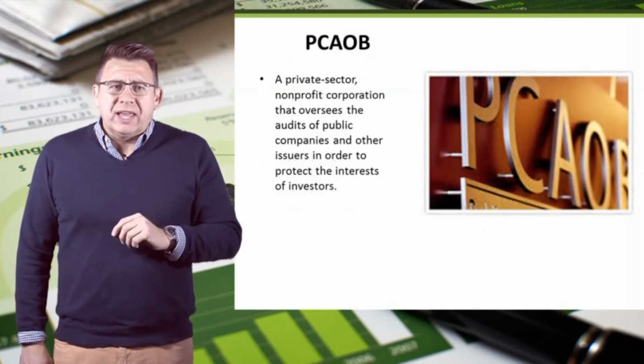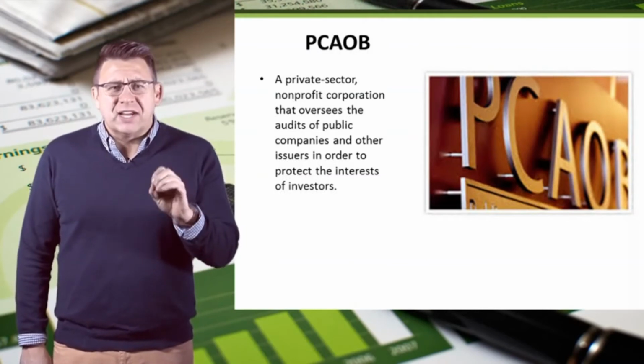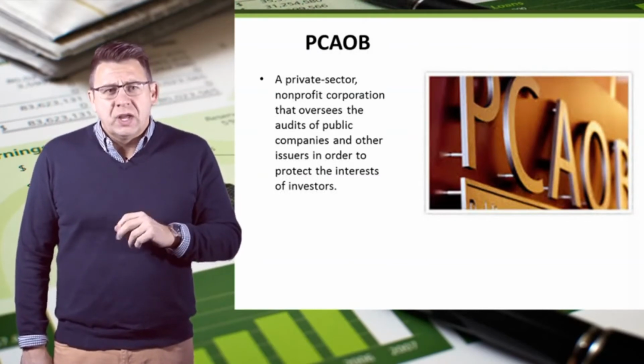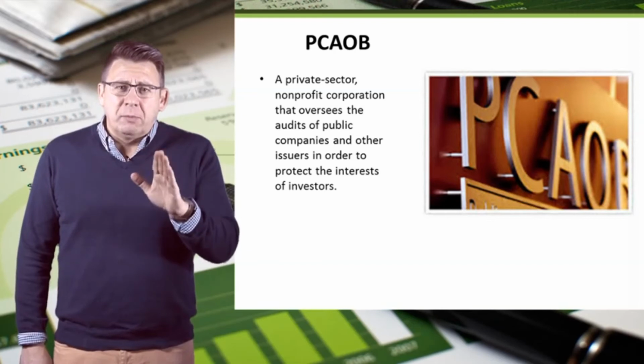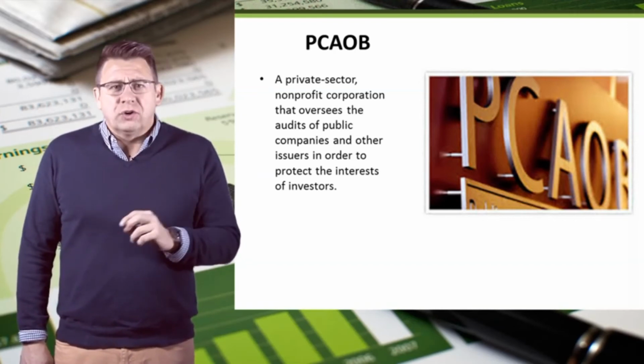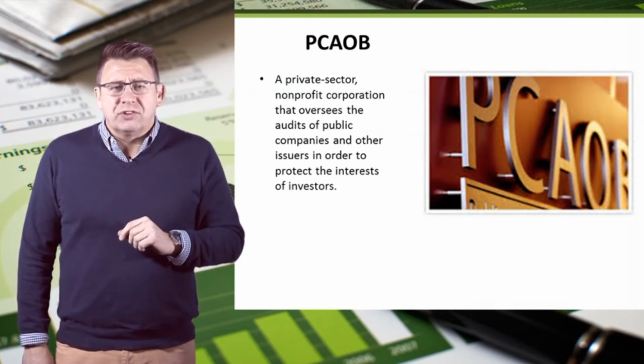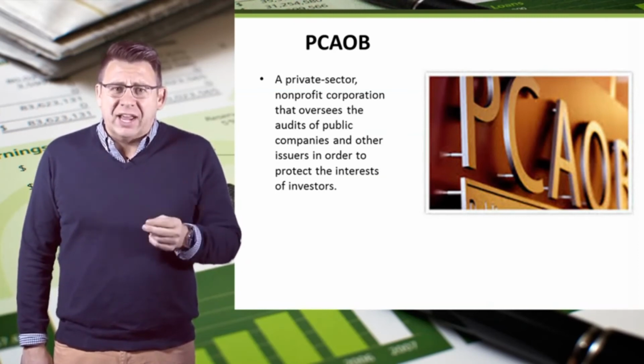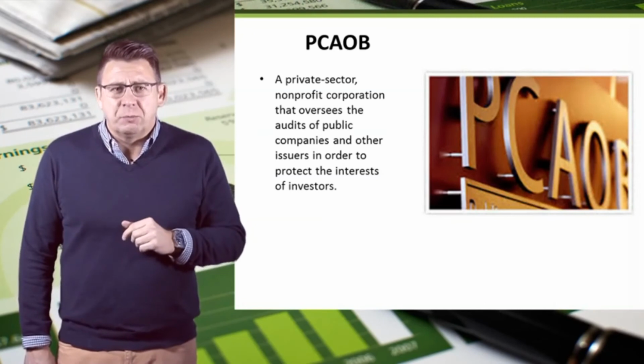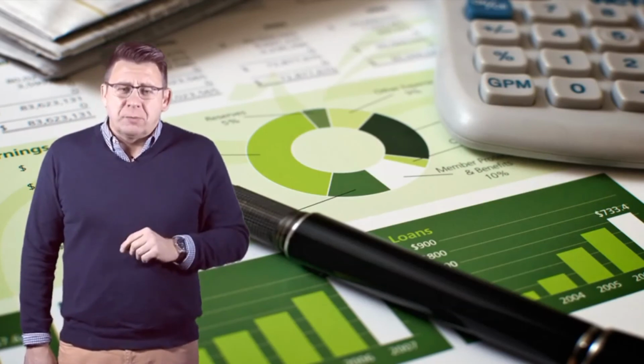The Public Company Accounting Oversight Board is a private sector nonprofit corporation that oversees the audits of public companies and other issuers in order to protect the interests of investors and further public interest in the preparation of informative, accurate, and independent audit reports. And that concludes this brief overview of fraud and the Sarbanes-Oxley Act.